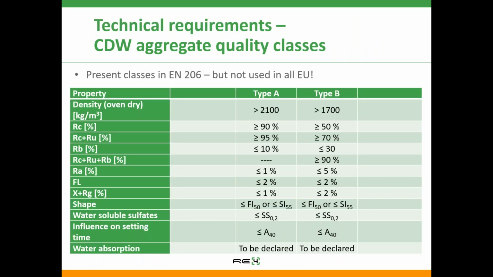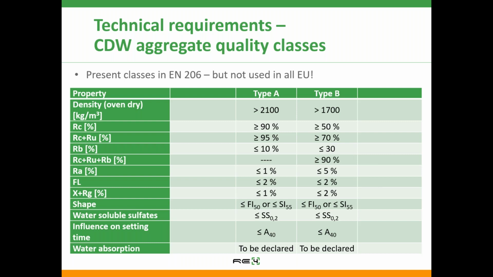Okay, but what's the idea with this? The thing is that the composition of the CDW, due to different components, is what the classification system is based on, because when you use CDW as concrete aggregate, you need to classify it. Today what exists in the standard is two types, type A and type B, where type A is the better quality one and type B a bit lower quality.